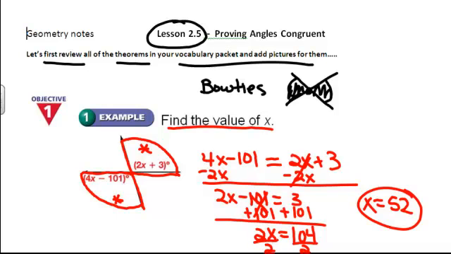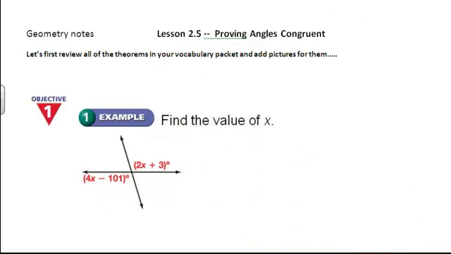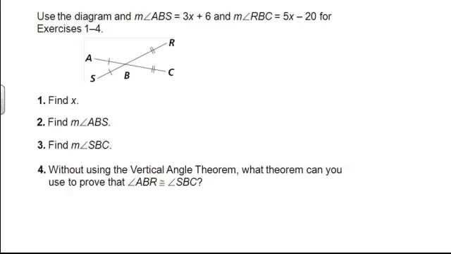Okay, our next problem. Let me clear my ink. Okay, my next problem says that we are going to use our diagram, and we have to put the information into the picture. So we're going to first put in this information. The measure of angle ABS equals 3x plus 6. So I find angle ABS. This angle is 3x plus 6. The second direction says the measure of angle RBC is 5x minus 20. RBC is 5x minus 20.